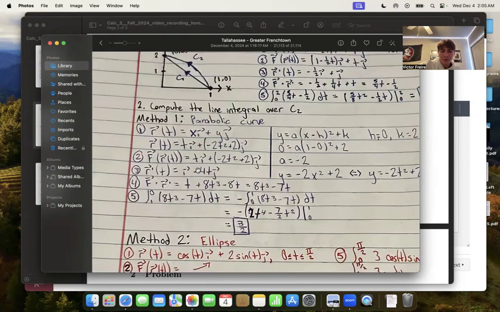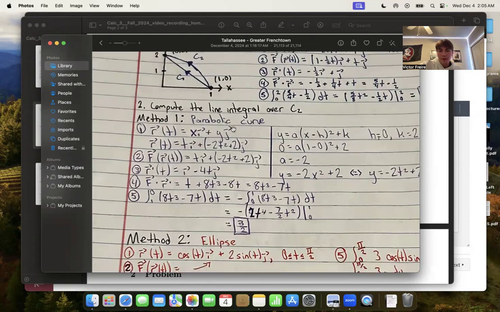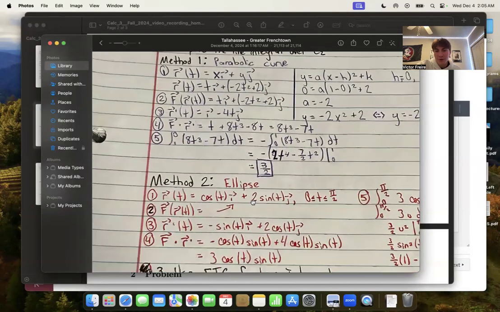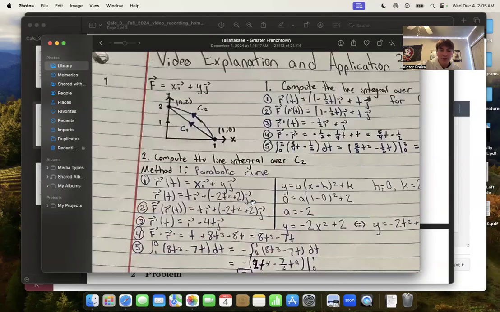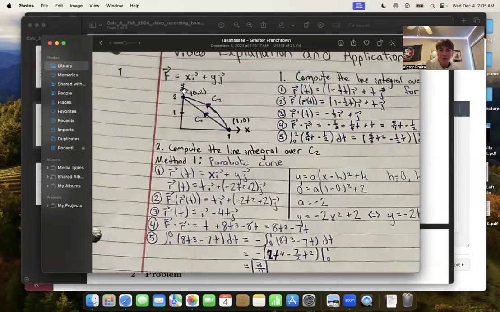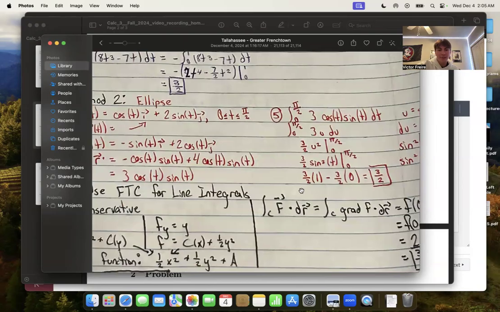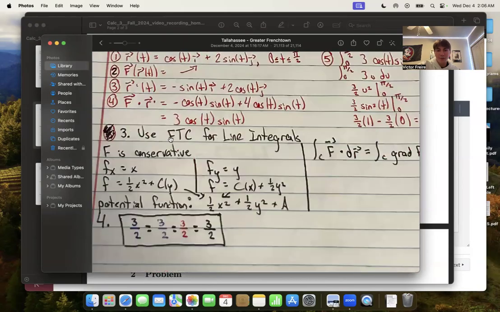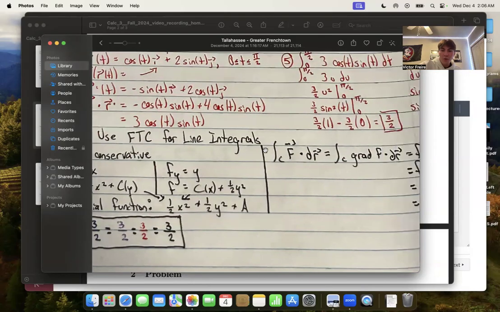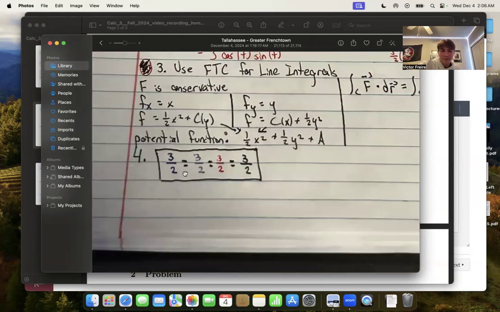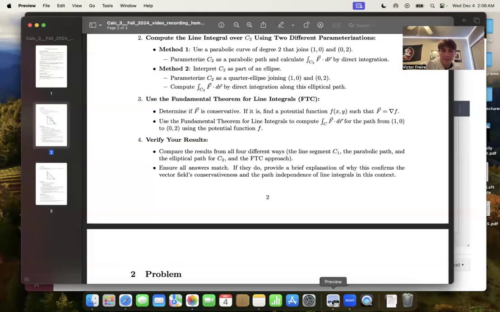And then the second approach, we computed the line integral over C2 and treated it as a parabolic curve, and we got 3/2. I put that in purple here. And then the third approach, we once again computed the line integral over C2, but this time as an ellipse, and we got 3/2. And finally, using the fundamental theorem for line integrals, we again got 3/2 for the line integral. So everything checks out. All 4 answers are in fact the same.